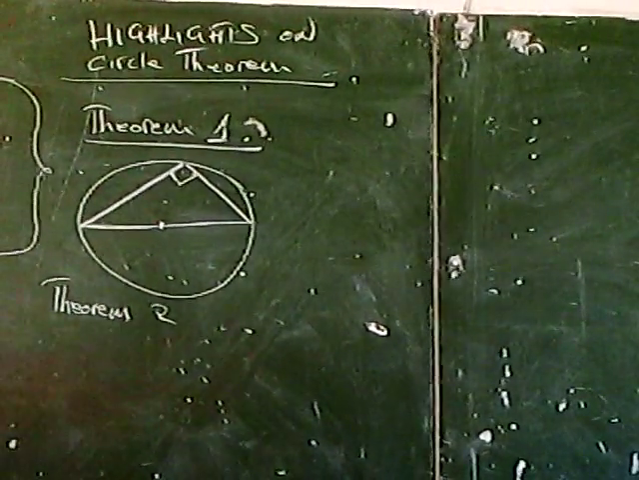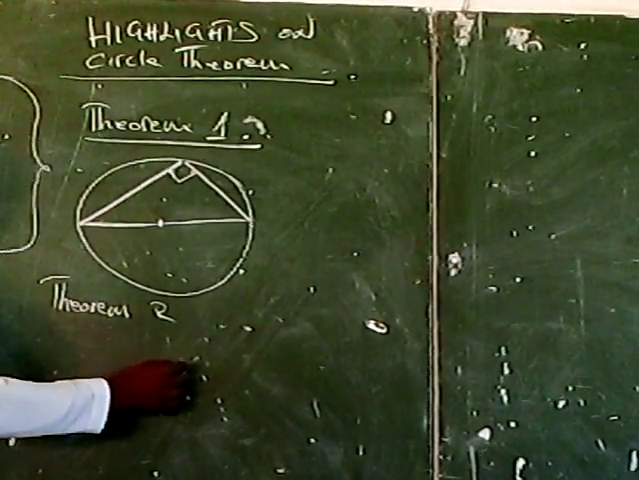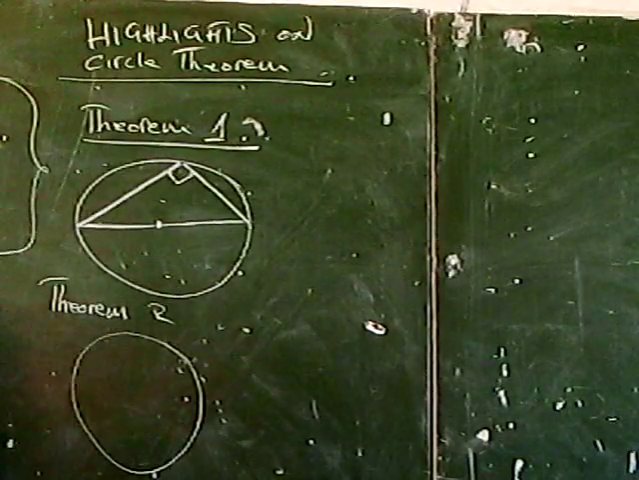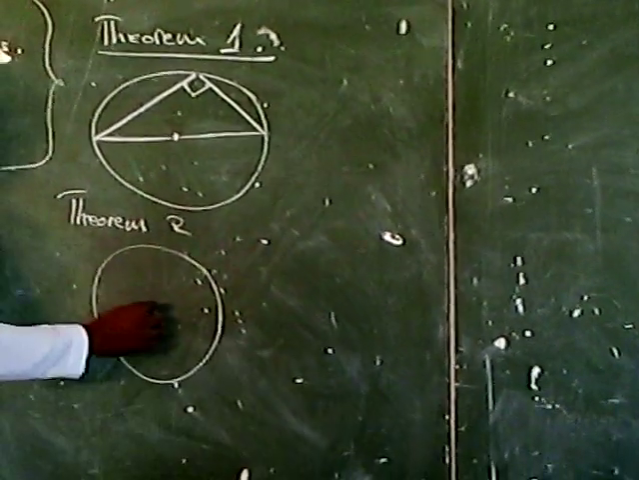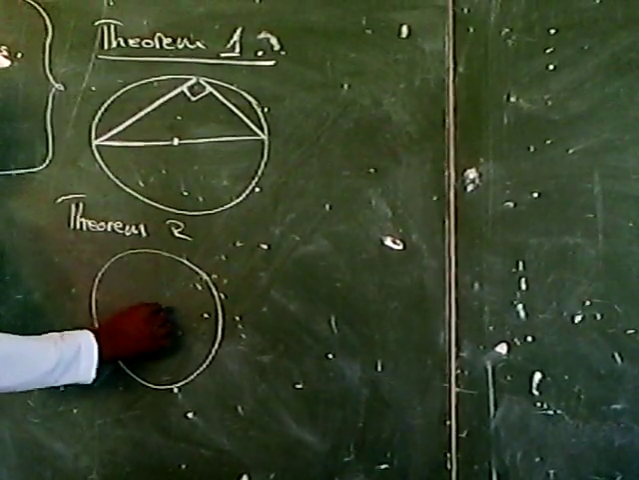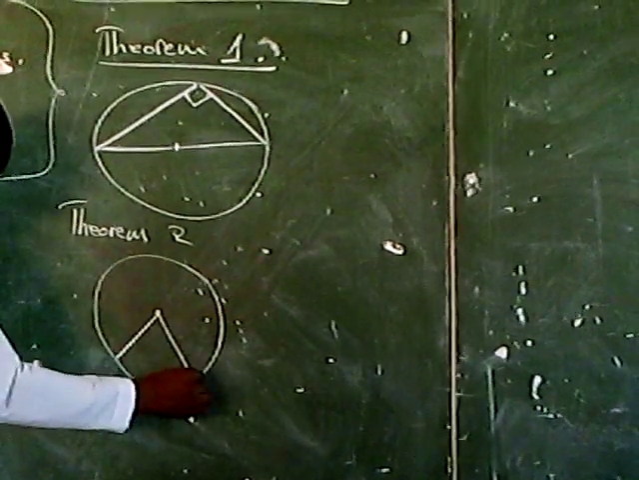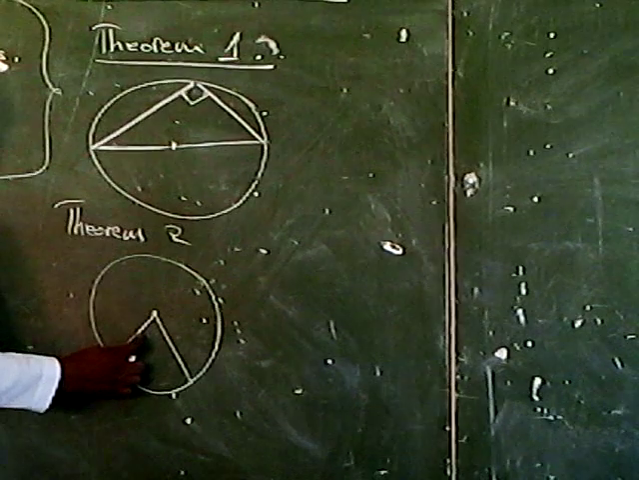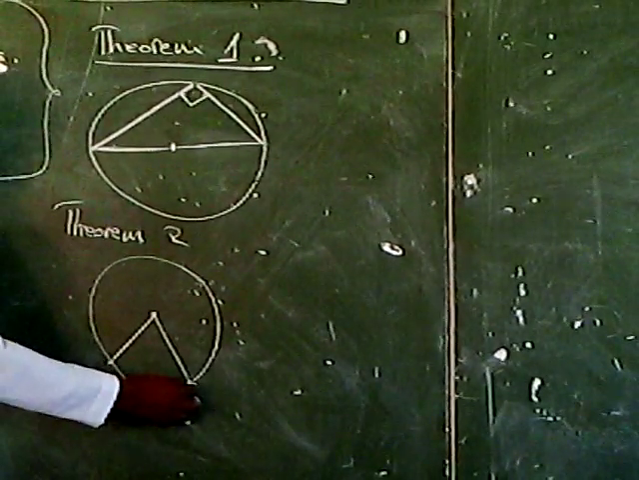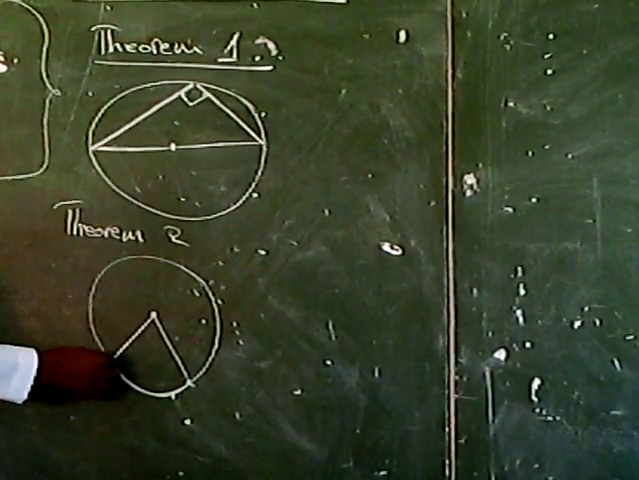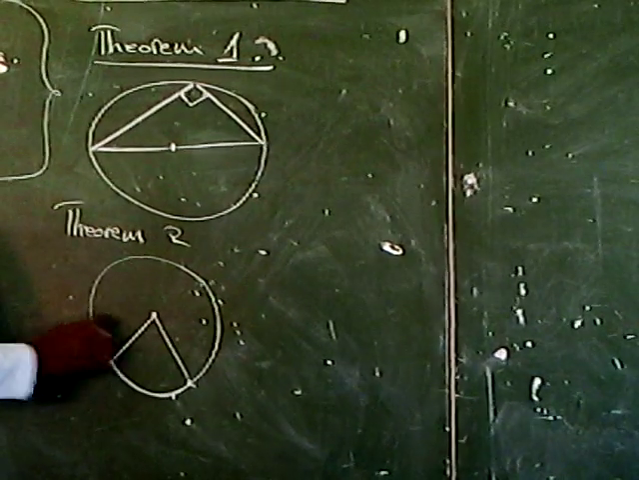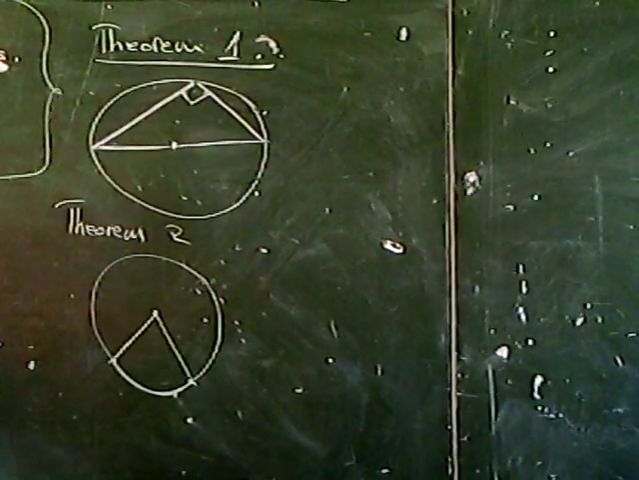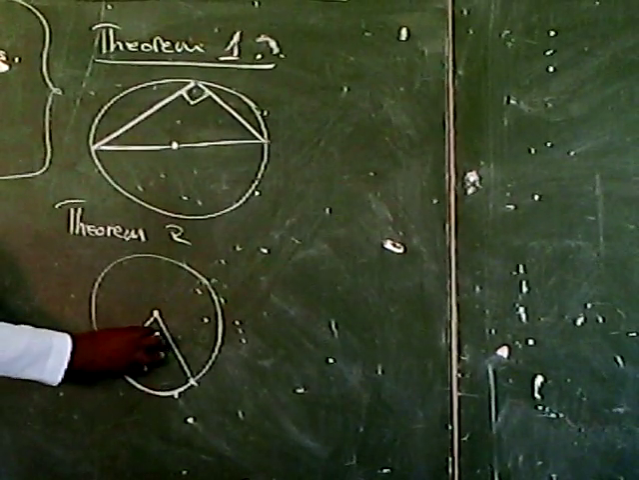And of course, we went further and we looked at theorem number 2, where we did mention something like, if you have got something like this, then suppose we have a sector. A sector is a region surrounded by 2 radii and the arc. So this is the arc, and these are the 2 radii. These 2 radii are equal lengths. Take note. So here we've got 2 sectors.